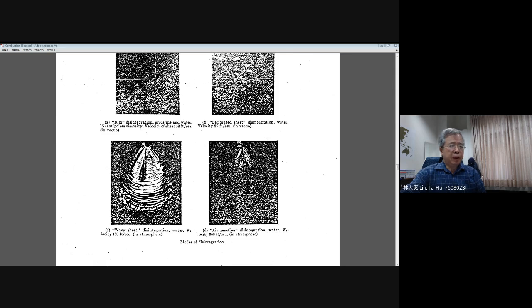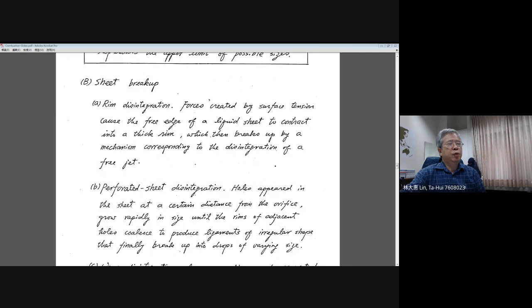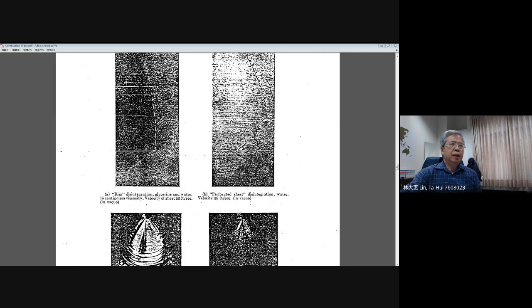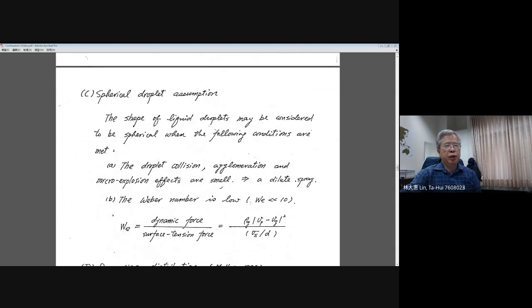For sheet atomization or breakup, we do not have a proper theoretical prediction, but we can give you some quantitative description of the physical features of sheet breakup. Now we shift to certain measurements of different kinds of spray characteristics used for identification in the application of spray combustion.